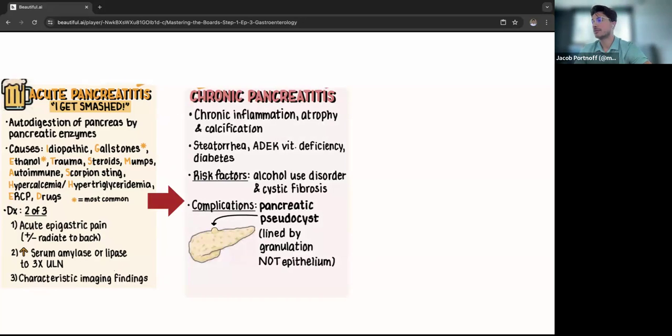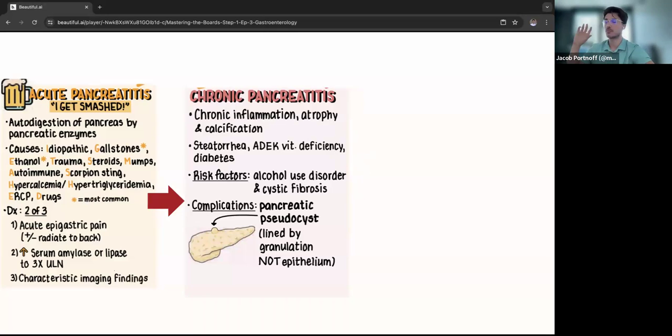If you get recurrent bouts of acute pancreatitis, or this occurs over time, like for instance chronic alcohol use, you can get chronic pancreatitis, which is going to be this chronic inflammation, atrophy, and calcification. And then look out for signs of pancreatic insufficiency, which is your steatorrhea, your vitamin A, D, E, K, which is your fat-soluble vitamins. Those ones are implicated, and then diabetes, right?